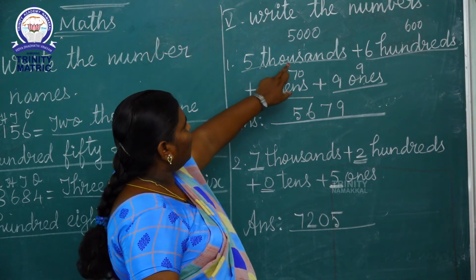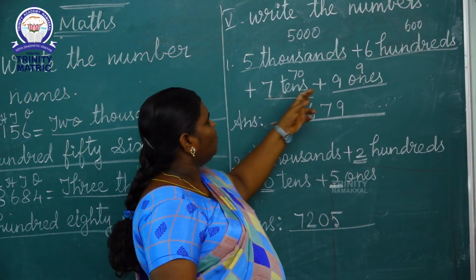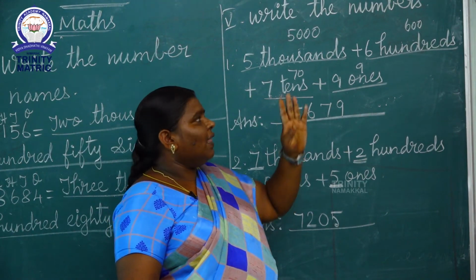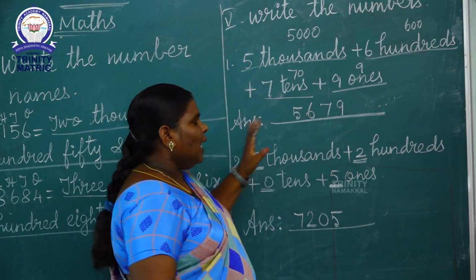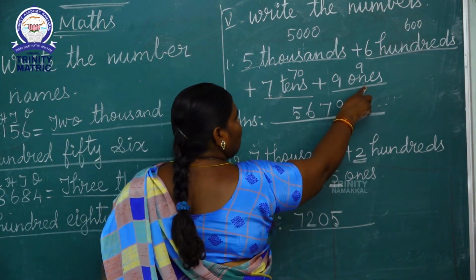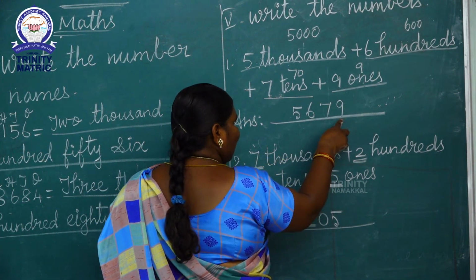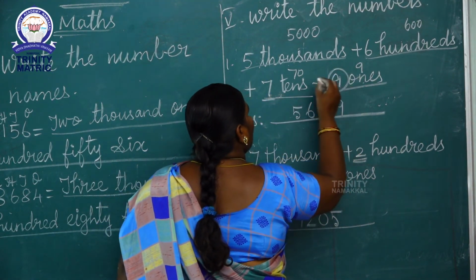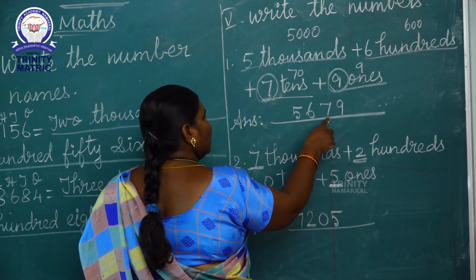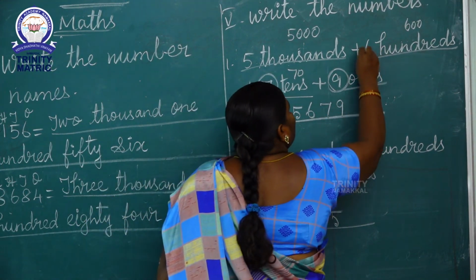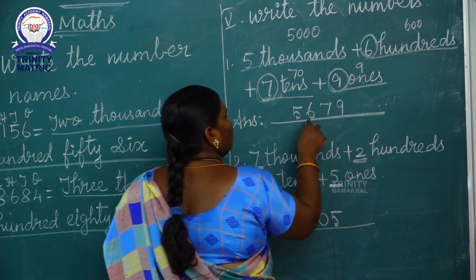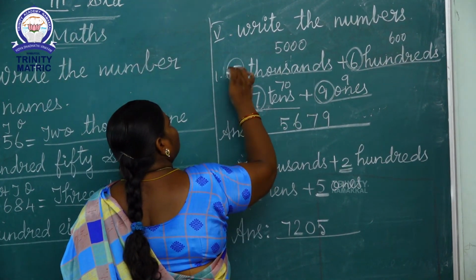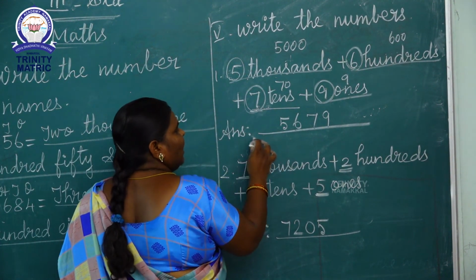Okay, say again children. What is the first sum? 5,000 plus 600 plus 7 tens plus 9 ones. You say the place value: ones, tens, hundreds, thousands. They gave it in order. Okay, now you write the numbers. Ones, how many ones are here? 9 ones, so you write 9. How many tens? 7 tens, so you write 7. How many hundreds? 600, so you write 6. How many thousands? 5,000, so you write 5.